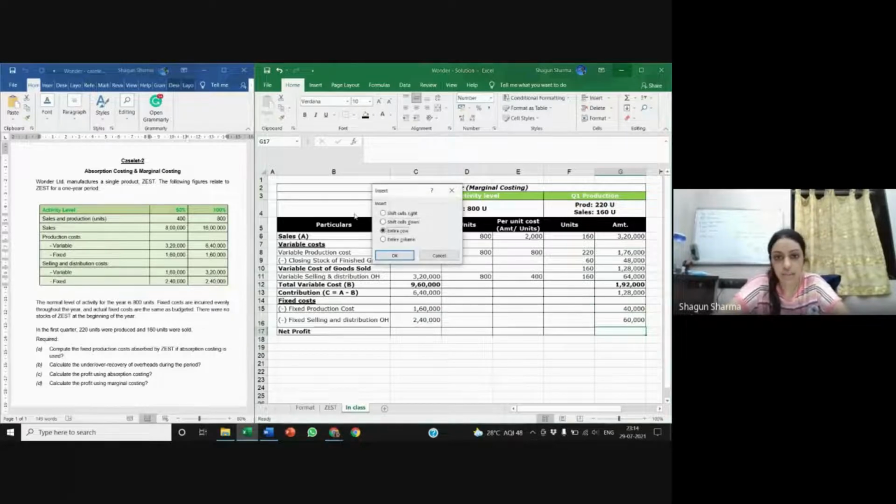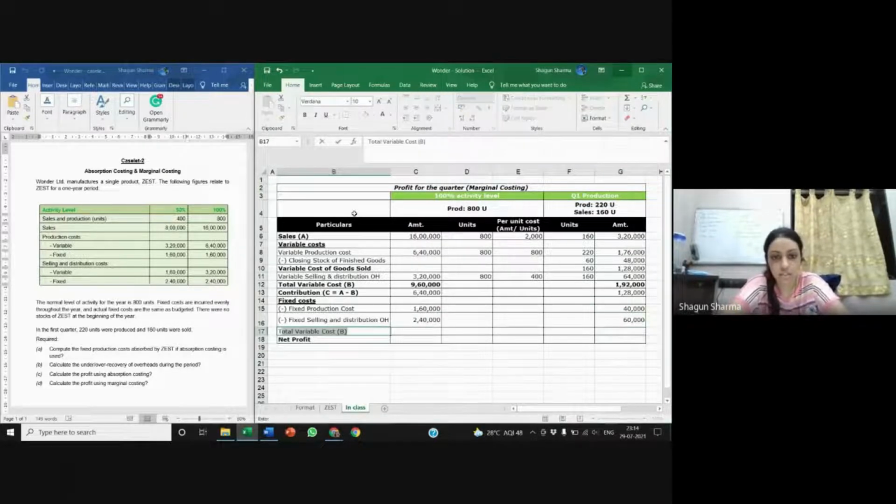So let's add one row here. So this gives me my total. Let's make it fixed cost. So my total fixed costs become the fixed production costs plus my fixed selling costs, which is 1 lakh. And to find my profit, I subtract the fixed costs from my contribution. And this is my final profit figure.